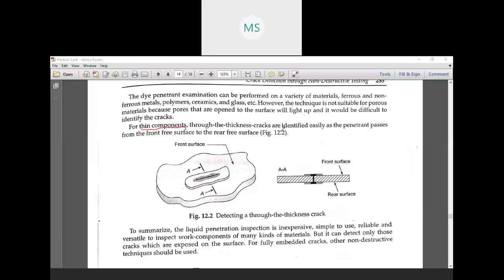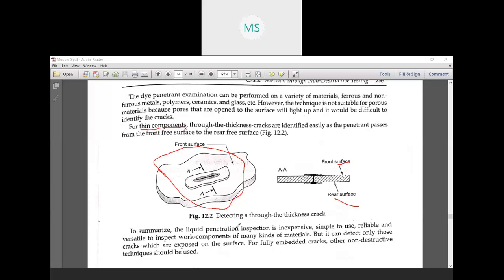Through-thickness cracks are identified easily as the penetrant passes from the front free surface to the rear free surface. So this is what your specimen is. There is one crack here. This is the front surface, this is the rear surface. If it is through a thin section, then we can do this.